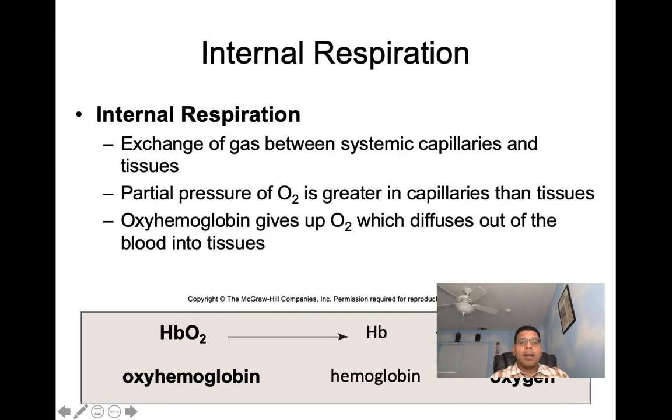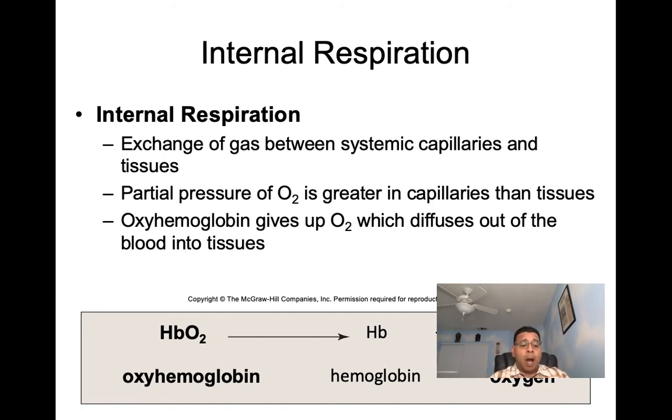Now let's look at internal respiration. This process refers to the exchange of gases between blood in the systemic capillaries and the tissue fluid. Internal respiration services tissue cells, and without it, cells could not continue to produce ATP that's going to allow them to exist.